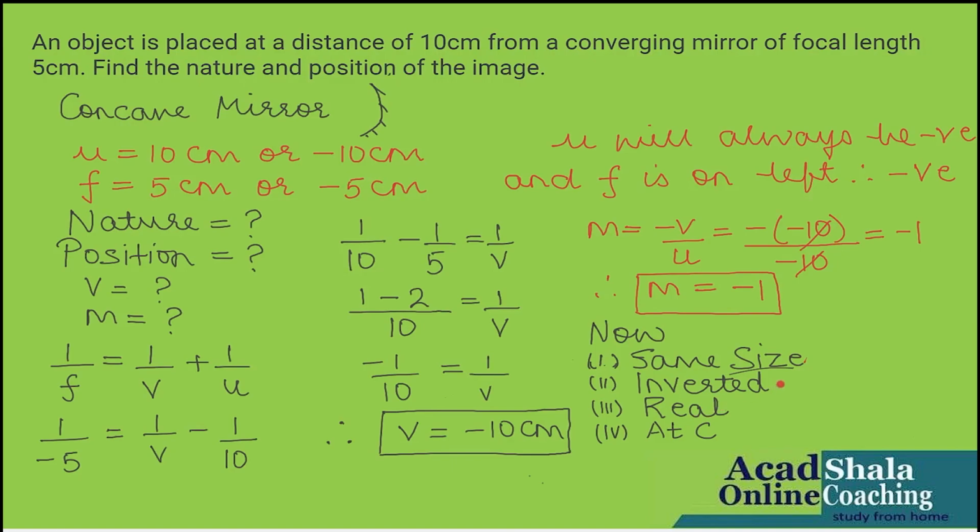Now, to see the position, we see the values over here. Just see, children, here on the board, f is 5 and u is 10. That means it is telling you again indirectly in the numerical that the object is kept at double the focal length distance. That is, it is kept at C. So immediately we will write the fourth point: at C. So in this way, the numerical is done.